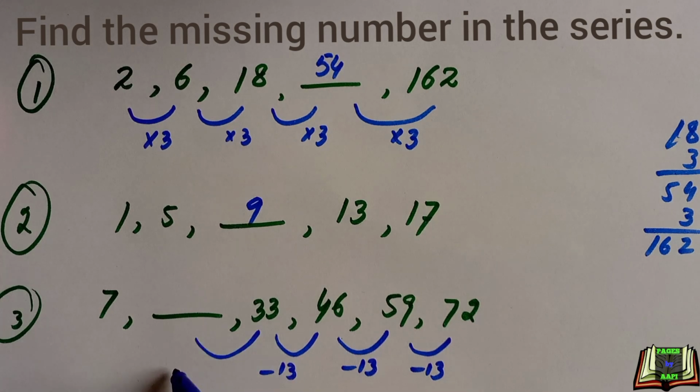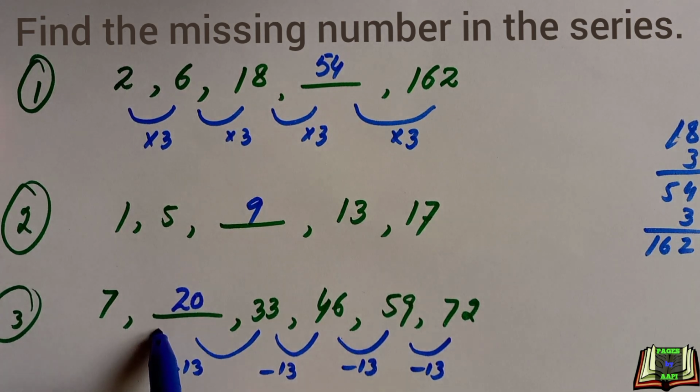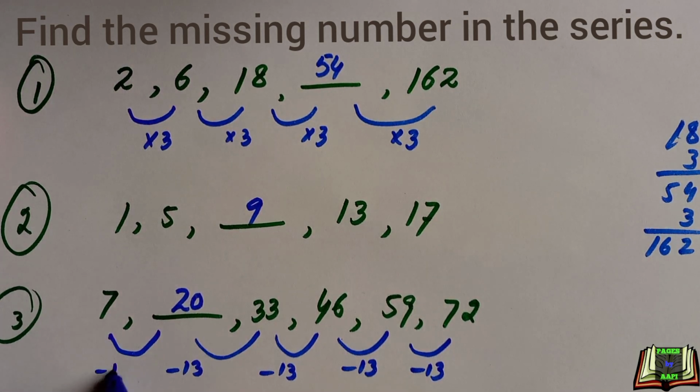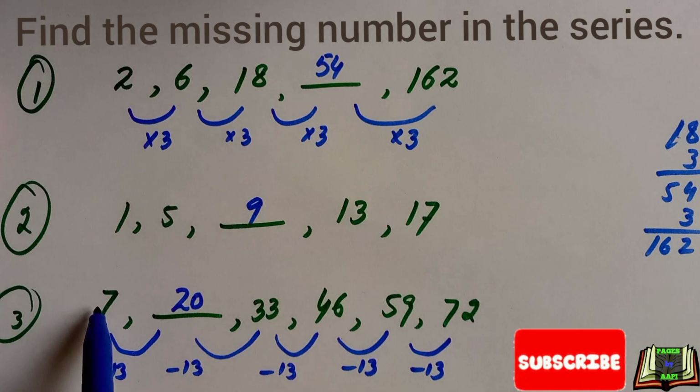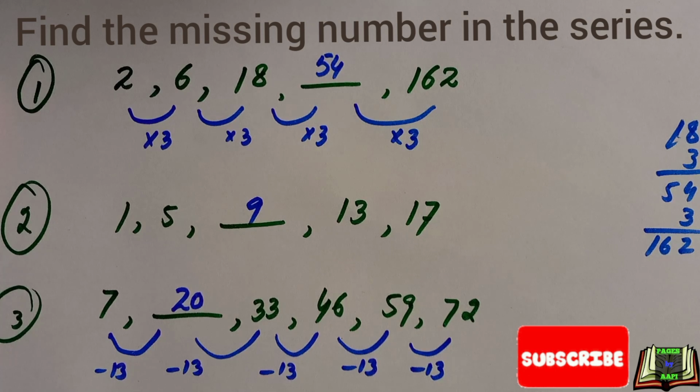And to find the missing number, we will do the same. 33 minus 13, which is equal to 20. And to check the last one, we will do the same. 20 minus 13, which is 7. I hope you got the idea to find the missing numbers in the series.